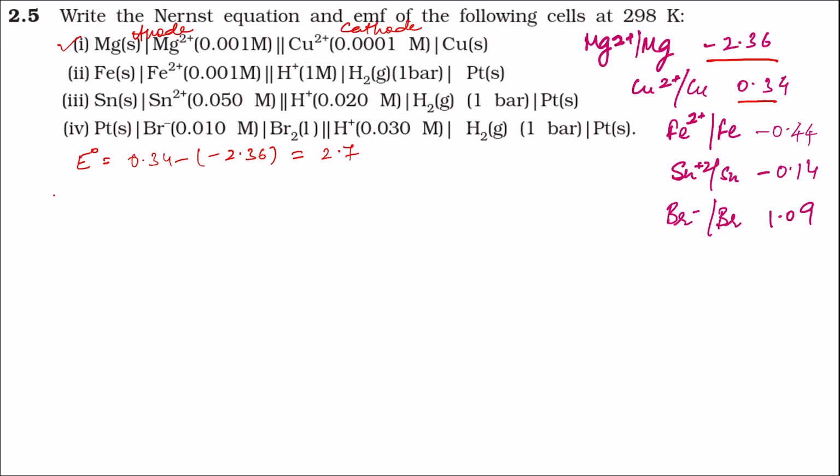Now according to the Nernst equation, the EMF of the cell, that is E cell, will be equal to standard EMF, that is E naught value, minus 0.059 by N log product divided by reactant, that is log K.